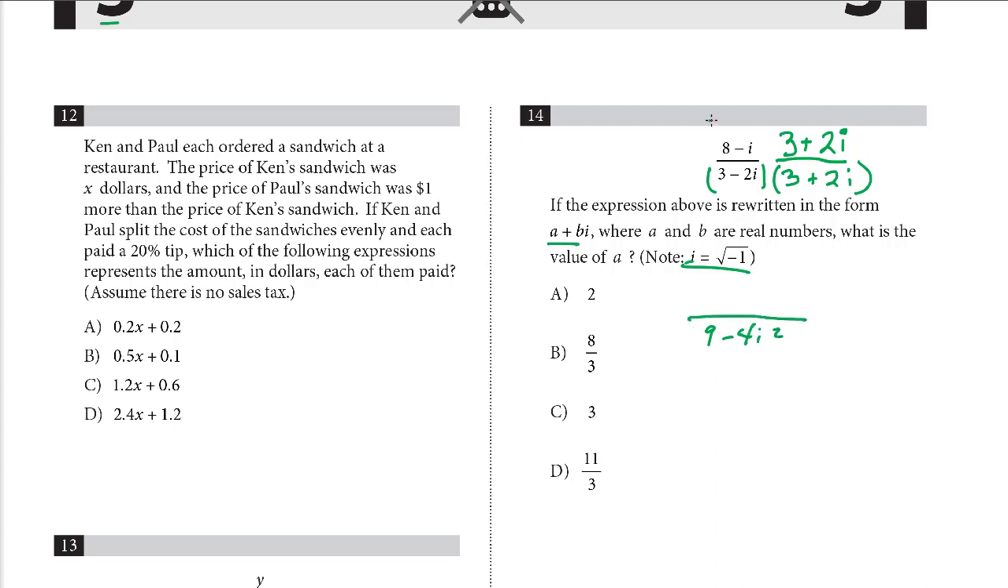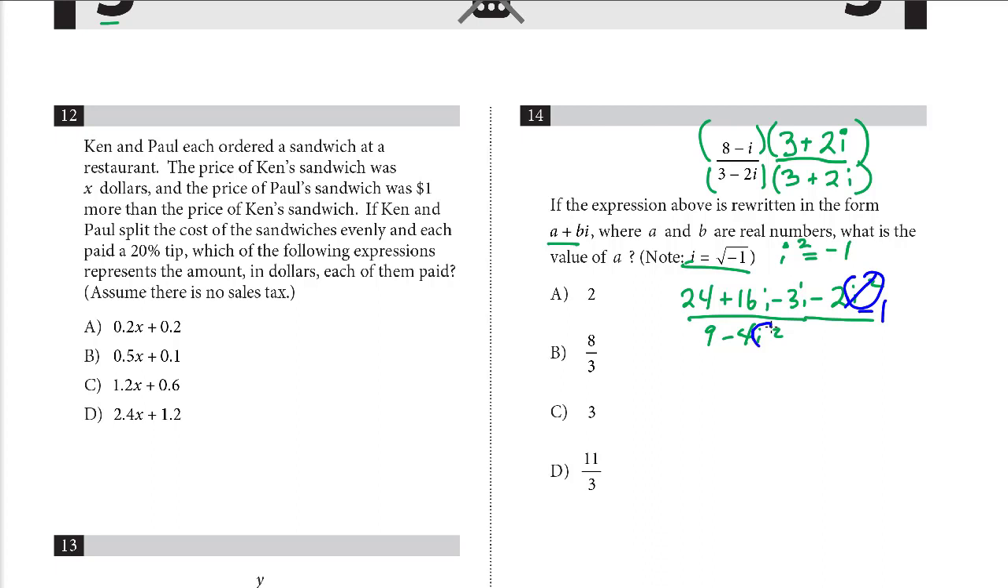The numerator, I'm going to have to essentially FOIL it out. 8 times 3 is 24. 8 times plus 2i is plus 16i. Minus i times 3 is minus 3i. And minus i times 2i is going to be minus 2i squared. Now, the key here is let's simplify that numerator first. Well, I really need to know that i squared is the square root of negative 1 squared, which actually is a real number. It's just negative 1.